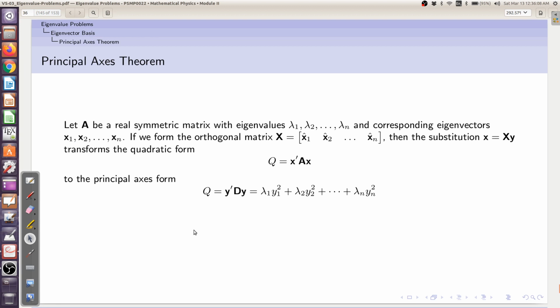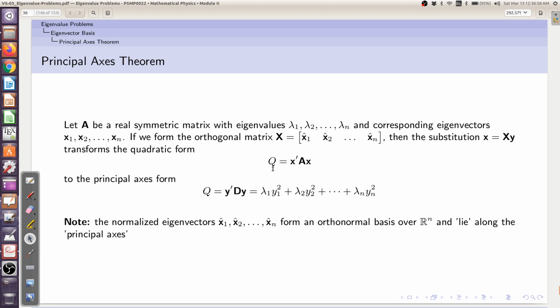There is something called the principal axis theorem. Exactly what we have done here is written in the form of a theorem. Suppose I have a real symmetric matrix A, which has eigenvalues lambda 1, lambda 2, and so on, and the corresponding eigenvectors x1, x2, and so on. Then if we normalize each of these eigenvectors and form a matrix, this is an orthogonal matrix. Then the substitution x equals capital X y transforms the original form, which had n squared terms including all the cross terms, into this form. This is the principal axis form. So this is the quadratic form and this is the principal axis form, and it will have only n terms.